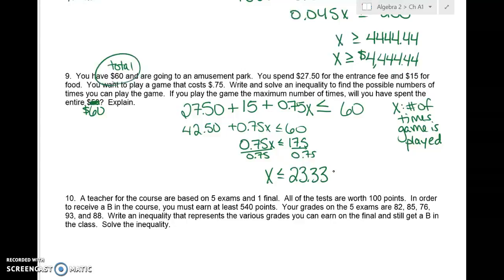Now, we do need to think about this in realistic terms. Because x represents the number of times we're playing a game, 0.3 repeated is 1/3. Can you play a game 1/3 time? No. You either play the game or you don't. So we should rewrite our answer as x is less than or equal to 23 games.